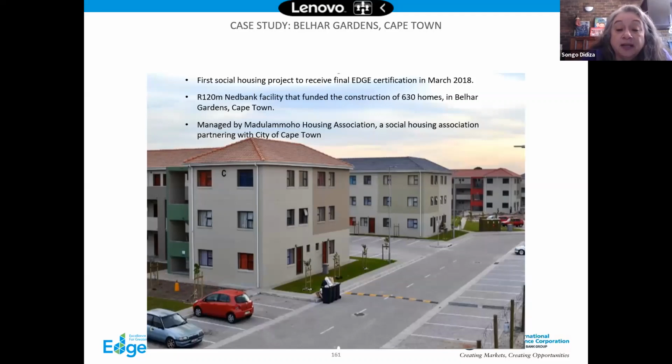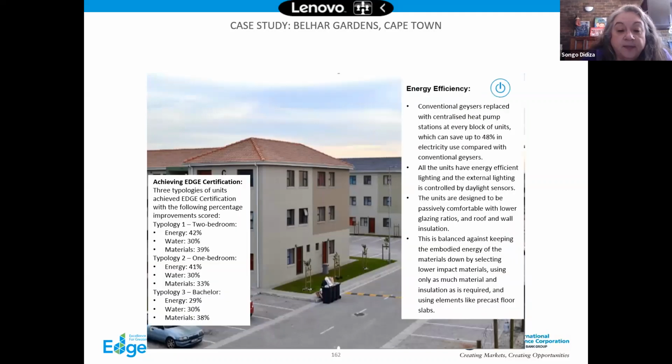As I say, it's a social housing development where they watched money like crazy. It was funded, Nedbank helped the funding, and this was the saving that they got. In the 2-bedroom houses, they saved 42% of energy. They worked out that the yearly utility bill was worth 1 month's rent. So basically, by having an energy efficient and a water efficient building, they saved a month's rent in utility.